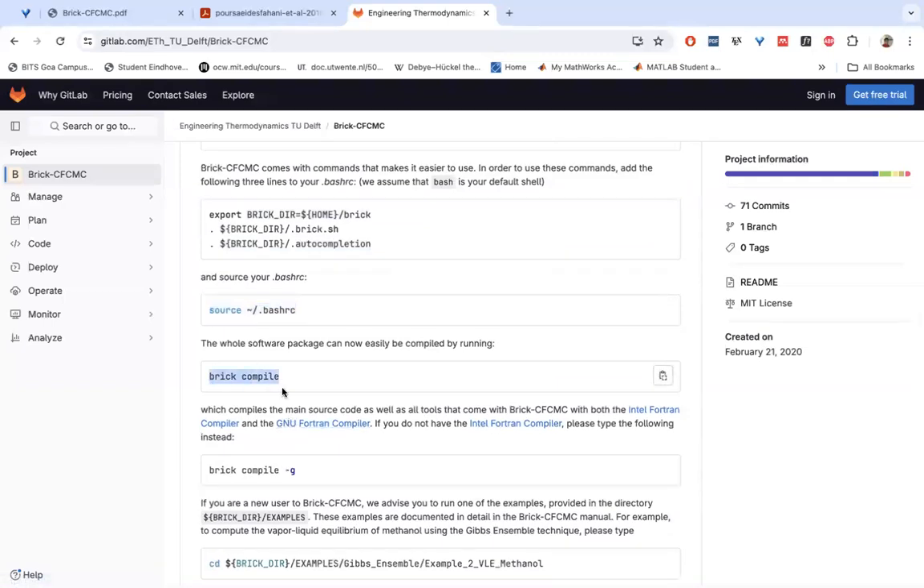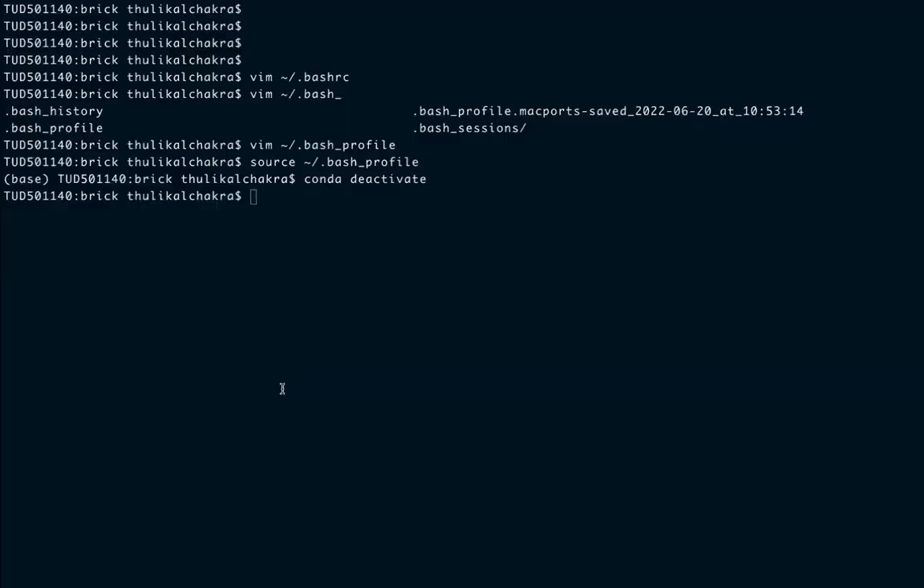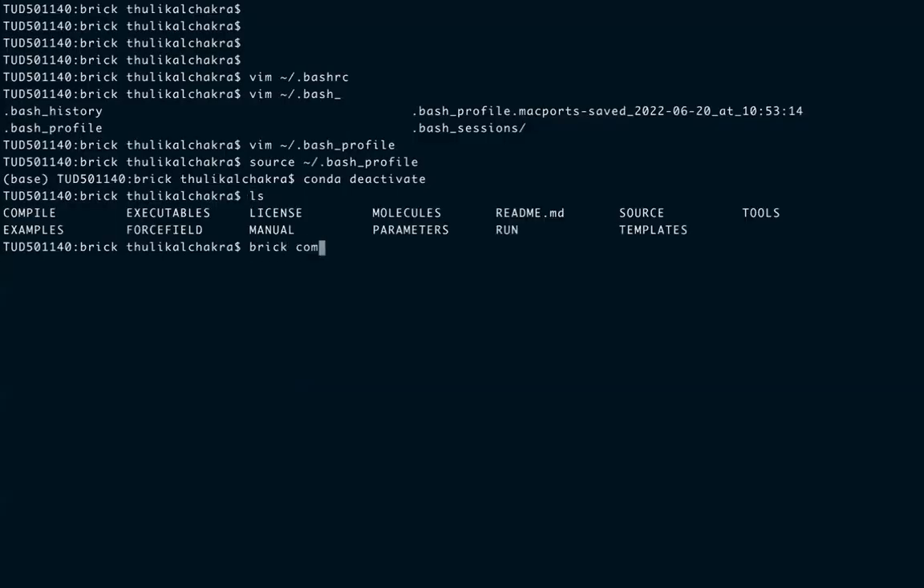Now you can also compile the Brick software, and you can say brick compile, and here you can create executables. You can compile with an Intel compiler or with a Fortran compiler, and so on. You can also compile a version that provides you debugging options. So to save all of the time related to it, I'm just going to compile it using Fortran. I say brick compile -g, and you will see the following line that shows up.